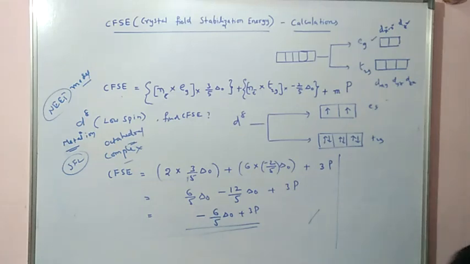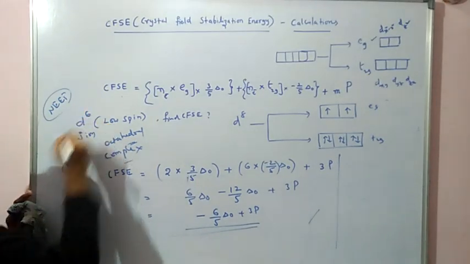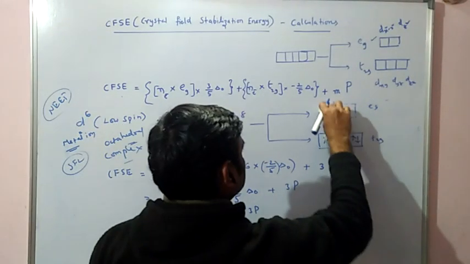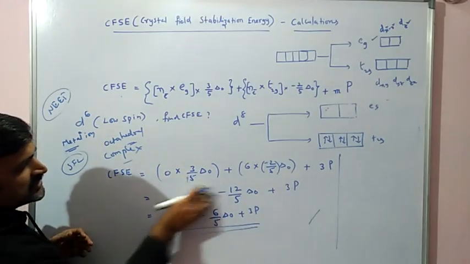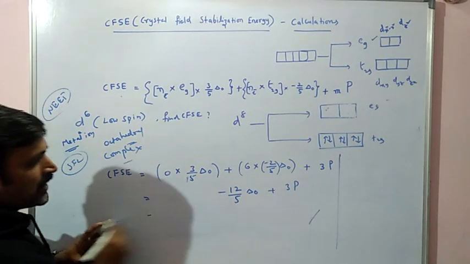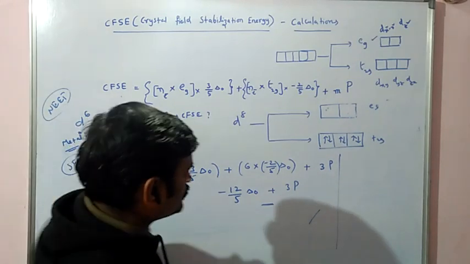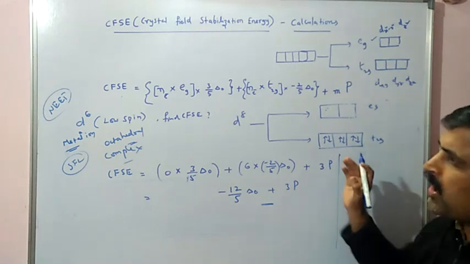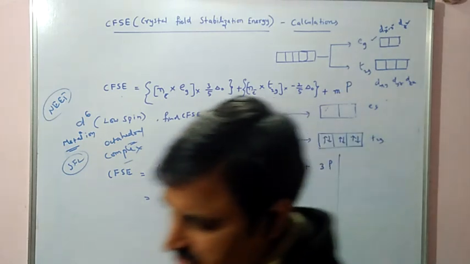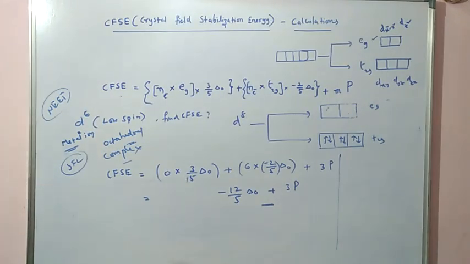Okay. Now let us see what exactly they asked. For the D6 configuration, all the 6 electrons are present in T2G. In EG we don't have any electrons, it will become 0. So the answer will be 12 by 5 delta naught plus 3P. That is the answer for that question. So if you observe, this is how to calculate the overall crystal field stabilization energy in low spin complexes. This was actually asked in the 2012 medical examination.